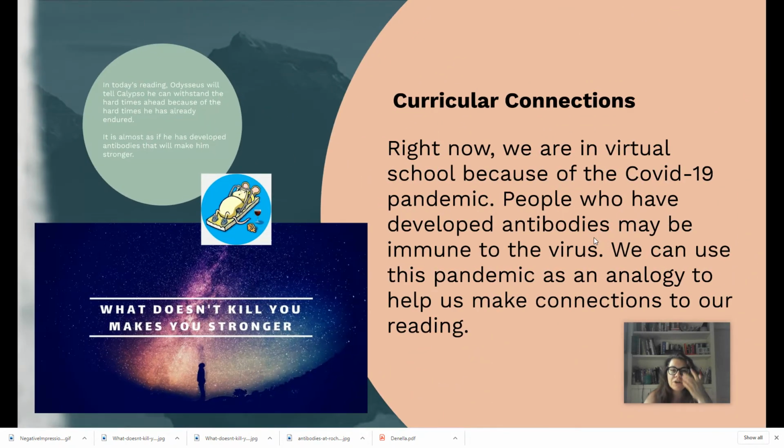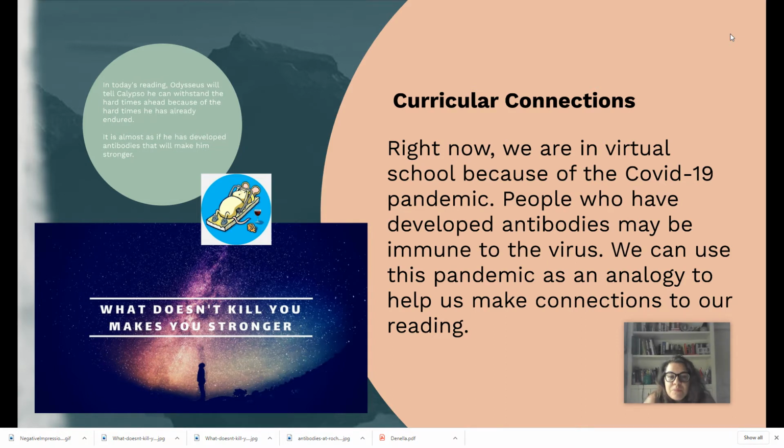All right, connections to our curriculum. So this is definitely clearly a science word, but right now, because we're in virtual school due to a viral pandemic, this word is important because we hear it in the news, because people who have developed antibodies may be immune to the virus. And so they're studying antibodies to work on a vaccine. And if they have a vaccine, maybe we can go back to school.